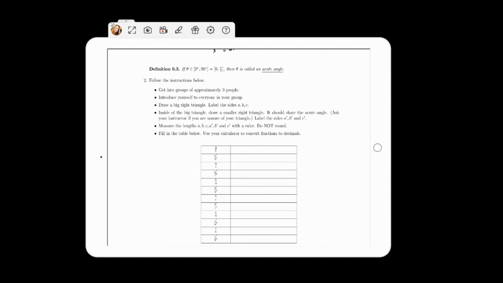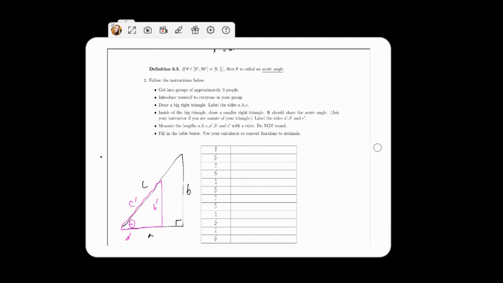So the idea is that we're going to draw a big right triangle, and the side lengths are, say, A, B, and C. I just label them however I want. And then inside of this right triangle, I'm going to draw a smaller right triangle sharing the same acute angle. So for example, it still has this angle in it. So maybe the smaller triangle is this one here, right? So I can label the pink sides A prime, B prime, and C prime. So these are similar triangles, they just share an angle.